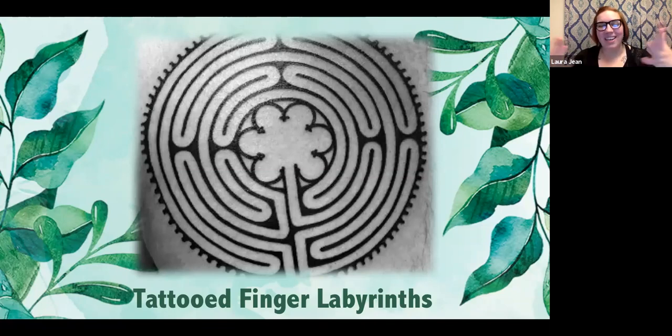And so for her, always having that labyrinth with her was just very helpful. It was something she could do if she needed a moment of calm and peace in all of the stress of life. So this just shows you that there are a million ways that people make labyrinths and use labyrinths. And so let's see what's next.